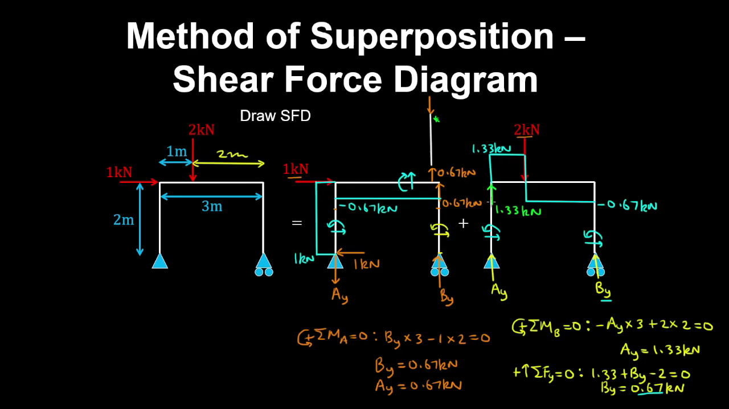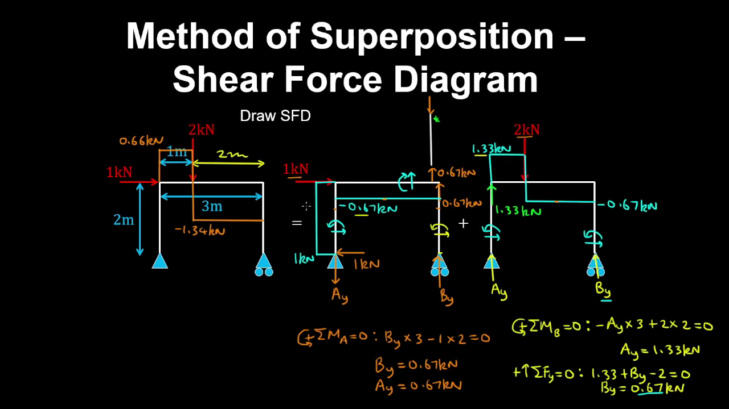And now we can superimpose both cases. So we have the shear force in the beam of 1.33 kilonewtons minus 0.67 gives 0.66 kilonewtons. And here we have minus 0.67 minus 0.67 gives minus 1.34 kilonewtons. So you can see it's equal to that jump.